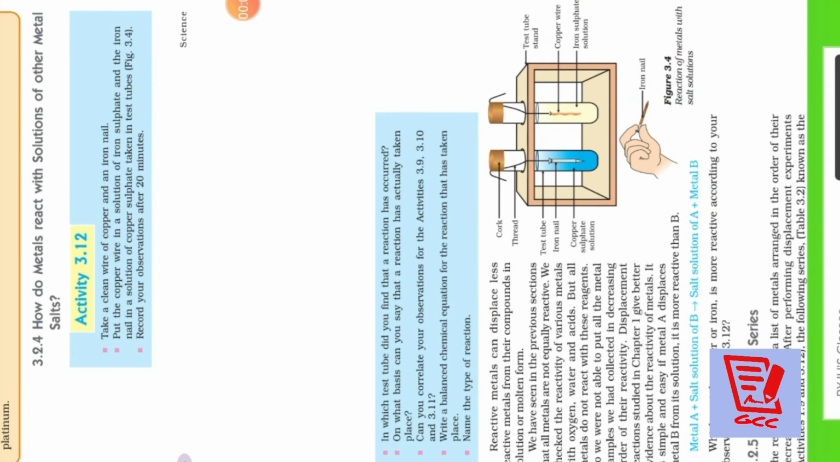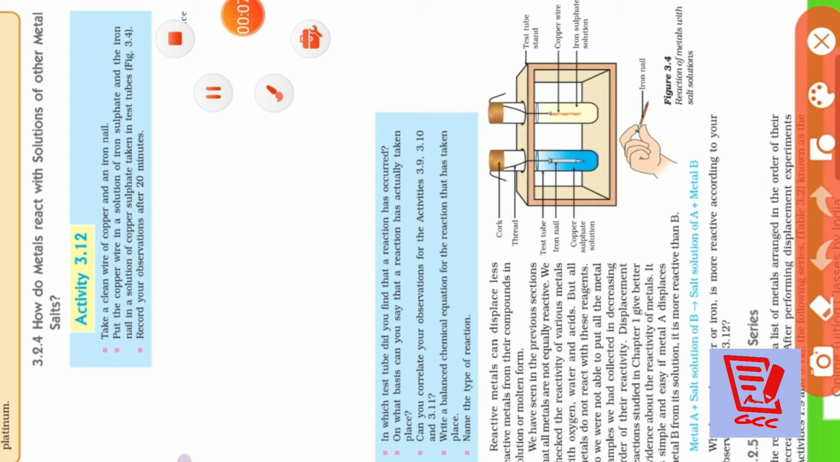Students, let's start now. One very important activity and a very important point is how metals react with the solution of other salts. Beta, before doing this activity we should know one thing: the reactivity order. Which metal is more reactive, and which metal is less reactive. Regarding this only we are doing one activity, that is 3.12.